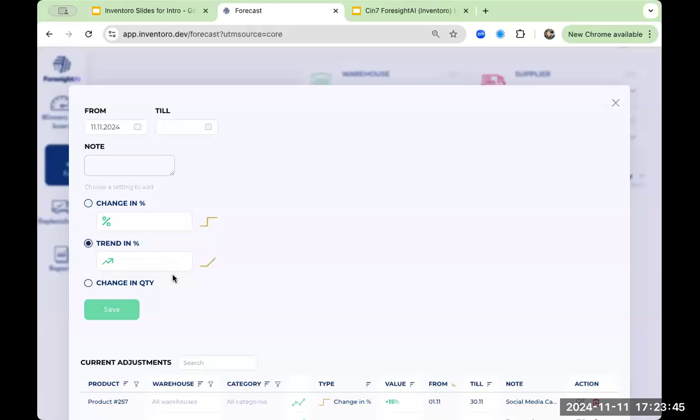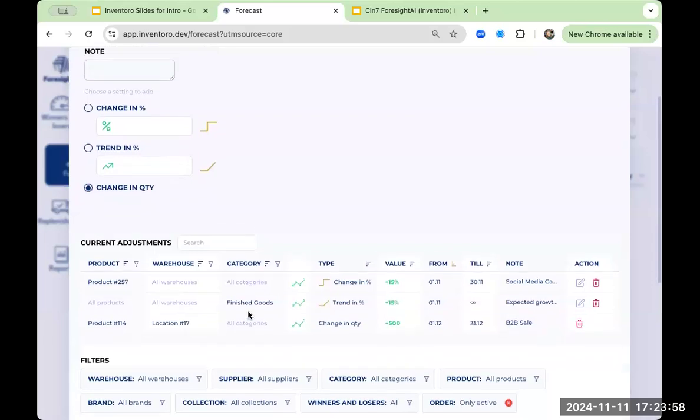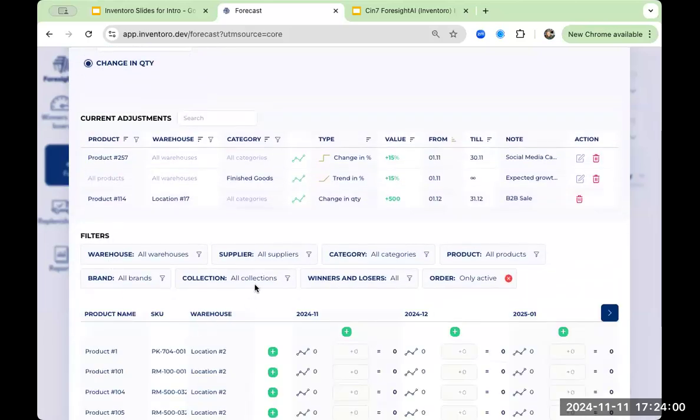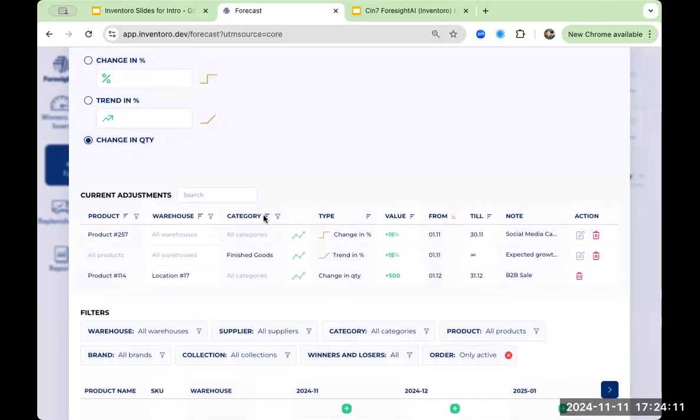Trend and percentage is going to be something a little bit more subtle and longer term. That could be pairing with a new distributor, opening up a new store, right? Something that is going to affect your overall business. And then a change in quantity is more than just a change in percentage. You can filter down by warehouse, supplier, category, product, brand, collection, winner or loser, and order. And then this is what current adjustments look like. So if you were to apply one, this is what it would look like depending on the type.